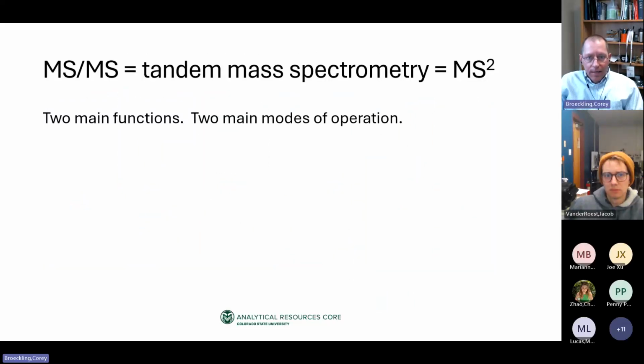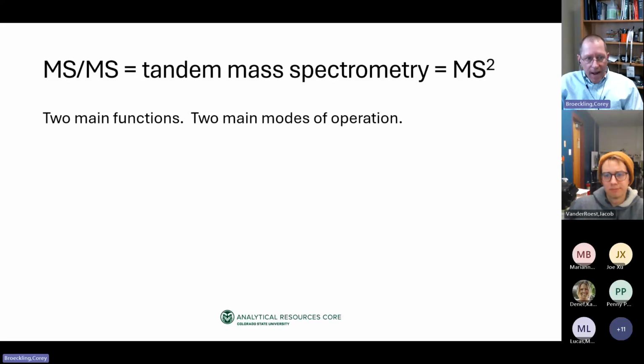Now we'll take that information and we will apply it to understand tandem mass spectrometry. Tandem mass spectrometry is also called MSMS and is also called MS2. These are all effectively synonymous. You can use them interchangeably. Depending on what paper you're reading, you may see one or more of these, and they all mean the same thing.